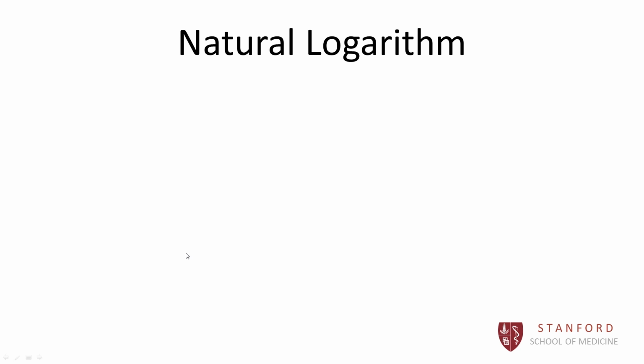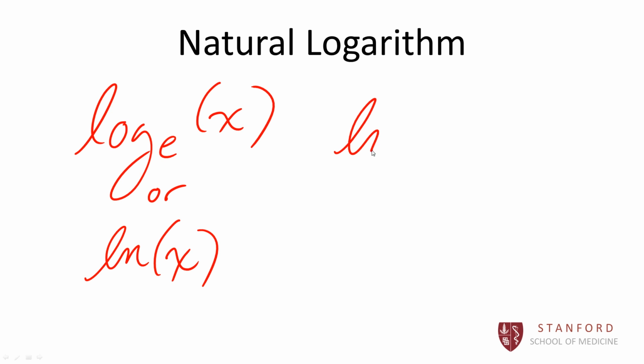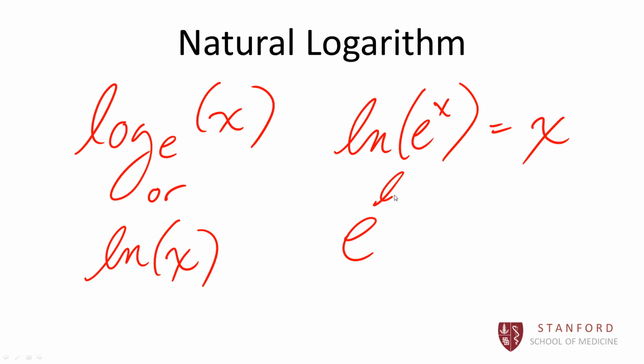Moving on to the natural log, you can write the natural logarithm like this, log base e of x, or more commonly as ln of x. The main idea that I want you to take away with regard to this course is that the natural log and the exponential function are inverses of each other. What that means is that they undo each other. So the natural log of e to the x will just be x, and similarly e to the natural log of x will also be x.